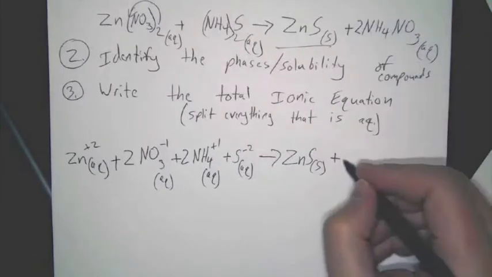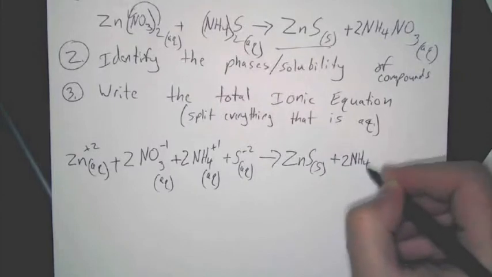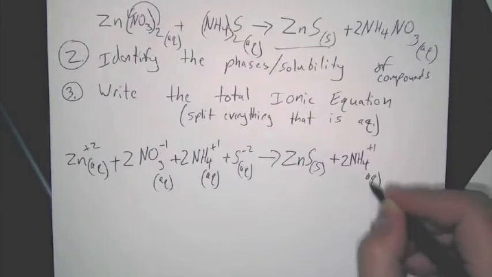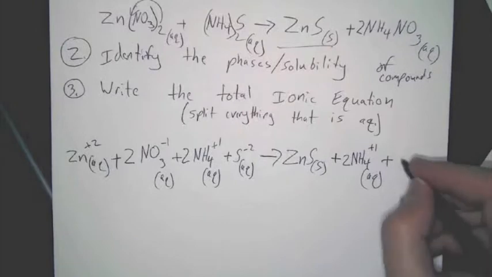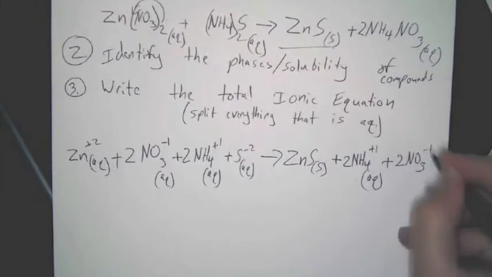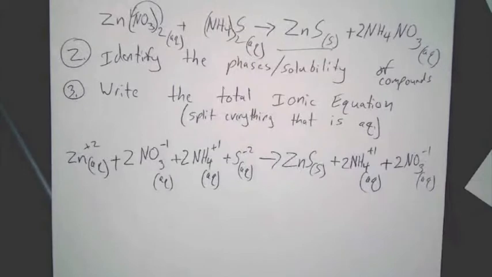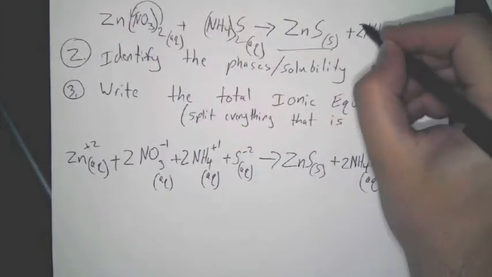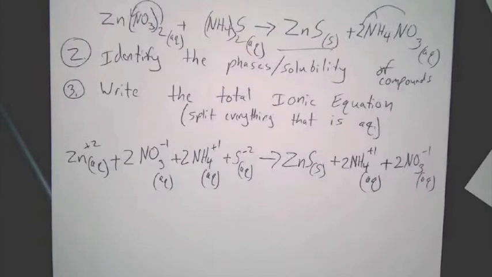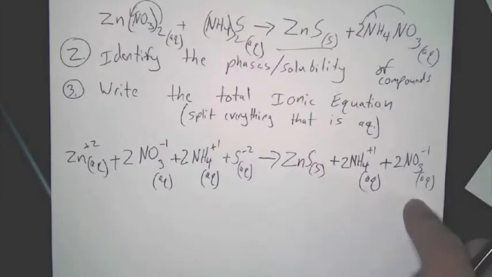Then you just keep going. You end up with 2 NH4s +1 aqueous plus 2 NO3s -1 aqueous. Remember that the coefficient 2 applies to both things that it's in front of. Why didn't you just combine them? Because when you put them in a solution, you end up with 2 ammoniums and 2 nitrates in solution. They don't combine. When they're put in there, they break apart. So that's the long one. That's the pain in the butt one.